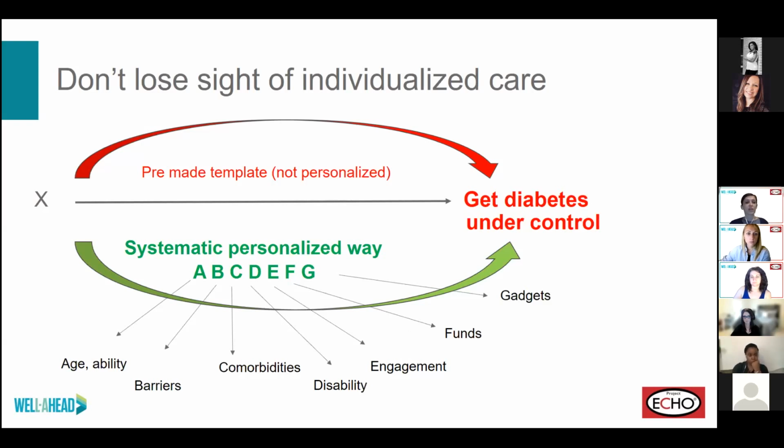We have to think about their age, their ability to do things. Do they have barriers? What kind of barriers are they? Do they have comorbidities we should include in this plan? Disability, engagement. Do they really care to engage a lot, or do they just say, you know what, I could do this only for morning and I'm done? Do they have funds? For funds, I just use this ABCDF kind of letter thing: financially, what's going on with insurance and so on. And then G for gadgets. Do they like technology? Do they even have a smart cell phone? So, just thinking about all of these things.